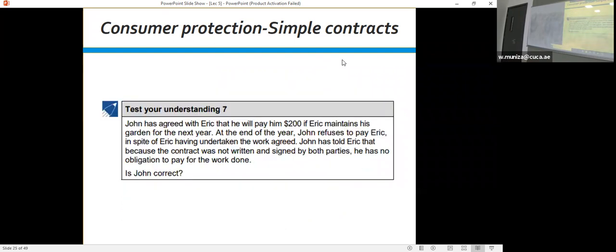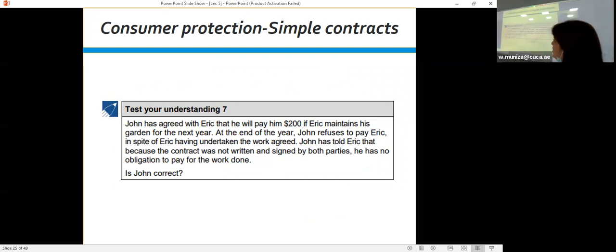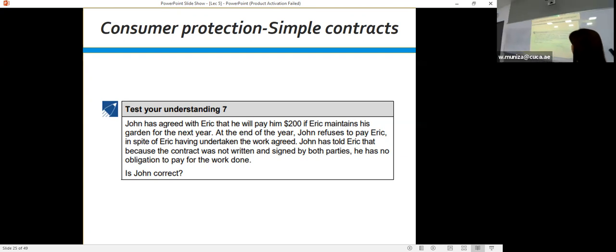Now, students, here is understanding number 7. Is John correct? There is a scenario given in which John is a person. We have to see whether John is correct or not. John has agreed with Eric that he will pay him $200 if Eric maintains his garden for the next year. At the end of the year, John refuses to pay Eric, in spite of Eric having undertaken the work agreed.